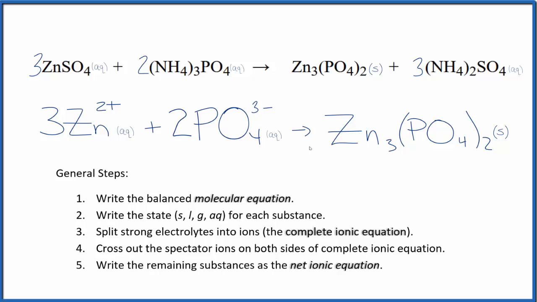You'll note that the atoms are balanced, and the charge is balanced. 3 times 2 plus, that's 6 plus. 2 times 3 minus, 6 minus. That all adds up to 0, net charge of 0. Over here, neutral compound, net charge of 0.